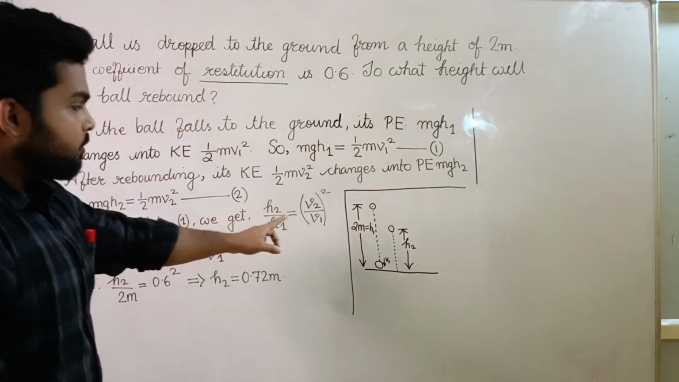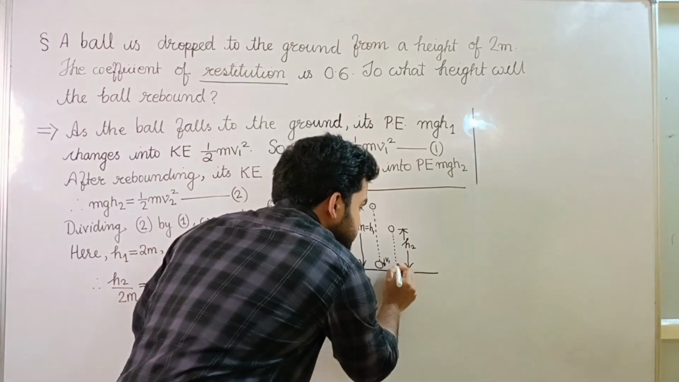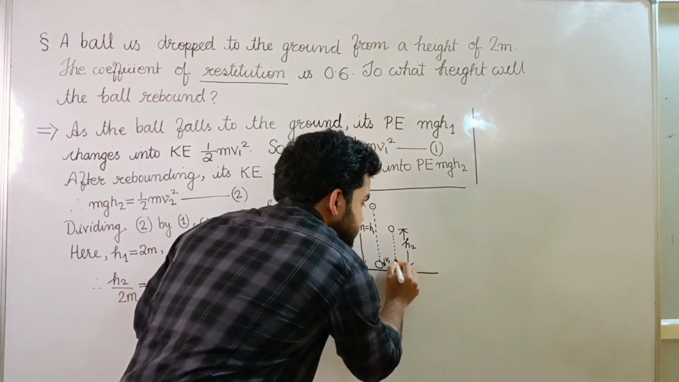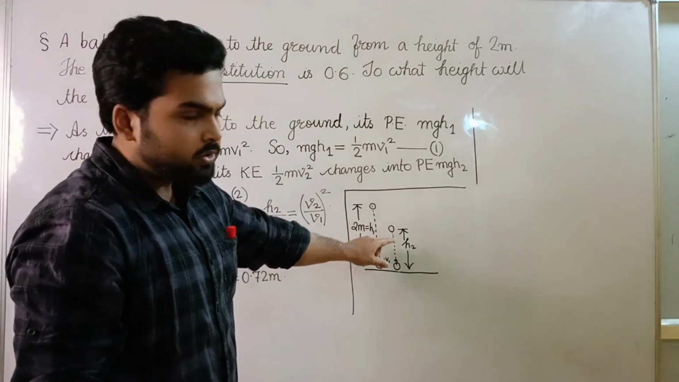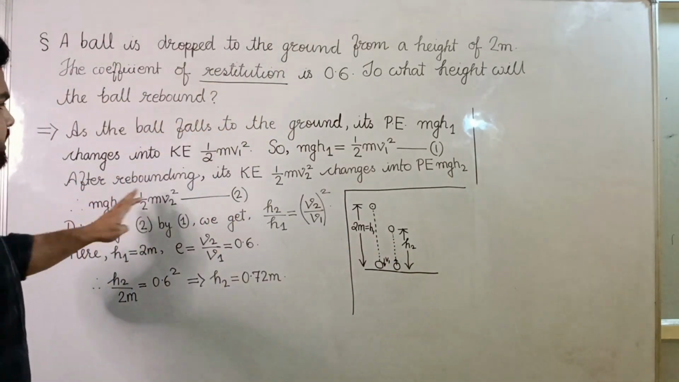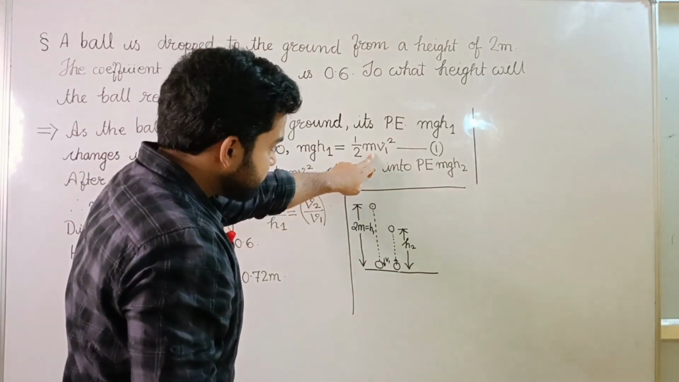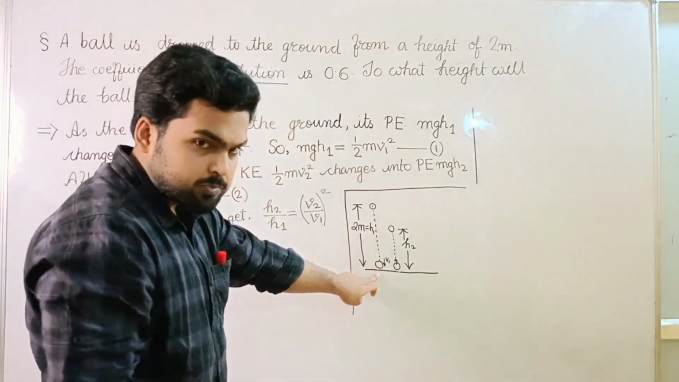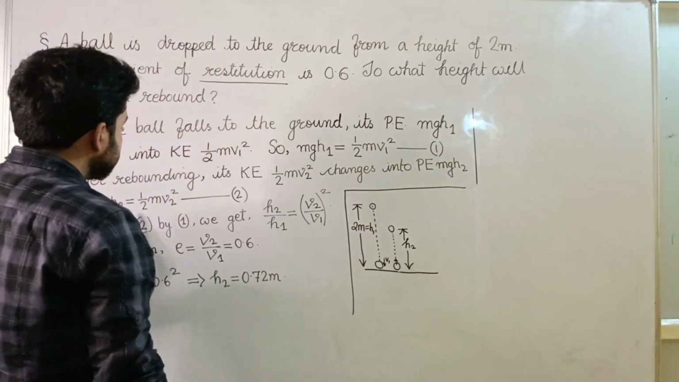And while it is rebounding up, at the top point, the kinetic energy gets converted to the potential energy at this point. So mgh1, the potential energy at this point, will be equal to half mv1 square, the kinetic energy at this point. Likewise, the potential energy at the final point will be equal to the kinetic energy at this point.